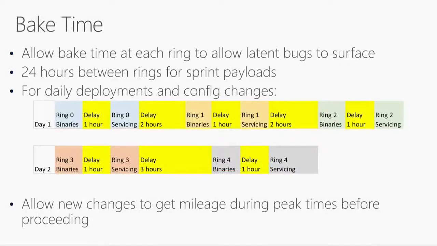Okay, so I mentioned bake time. This is an important principle. We want to allow bake time between phases of the deployment and between the rings. We'll allow for our sprint deployments at least a day in between. I've got a graphic that'll show a little more clearly how we manage our sprint deployments. For our daily deployments and config changes, we typically do those over 2 days with delays in between the rings, so latent bugs have time to surface.